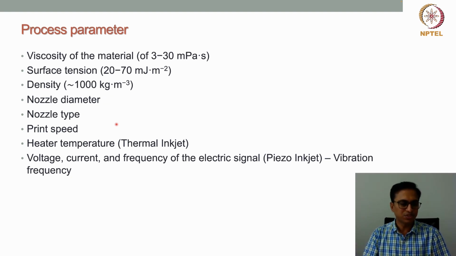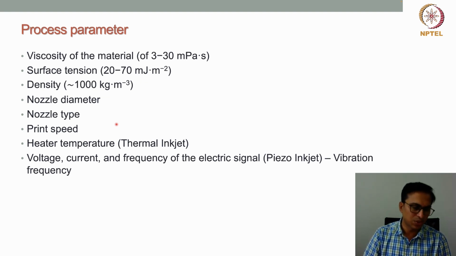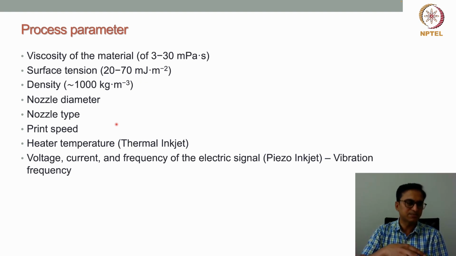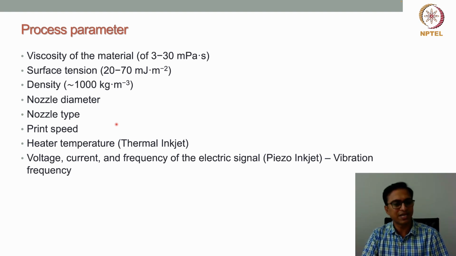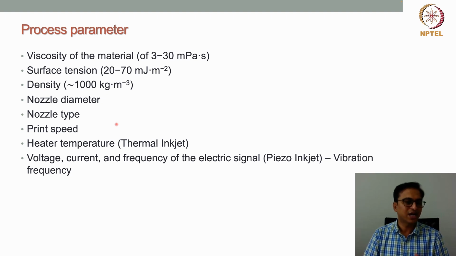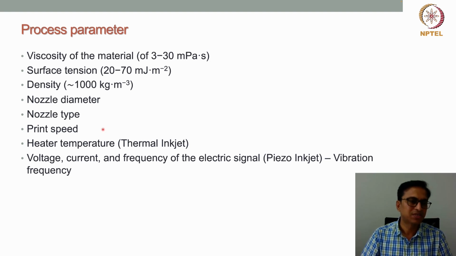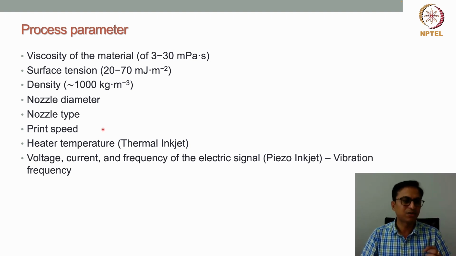The other case: suppose your print speed is very high and your ejection rate is slow. Then your printer is moving very fast, but the droplets are not coming at that speed. So the droplets will be sparsely arranged on the printing stage. In both cases, you will not get the ideal design structure that you want to make. So these two, ejection rate and print speed, should be very well matched to get a proper structure, proper pattern or proper geometry.